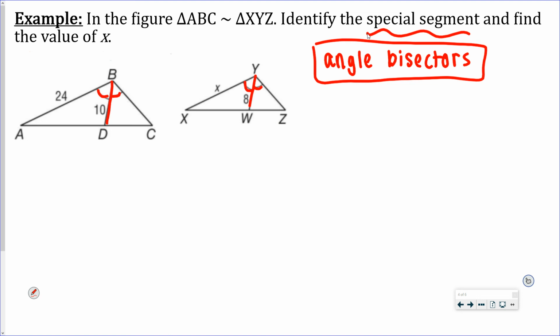Angle bisectors. Okay, so we know that the ratio of angle bisector to angle bisector, I'm going to go 10 to 8, is proportional to any corresponding sides. Again, they're kind of giving me this one, 24 to x. All right, so again, we can't cross simplify in proportions, but we can simplify the fractions if we want.